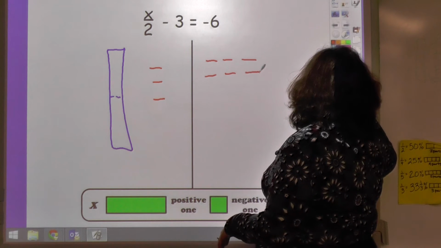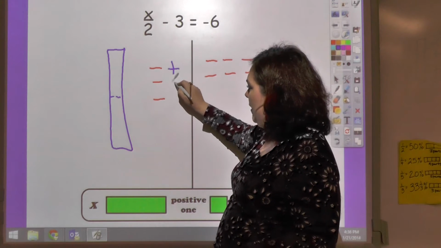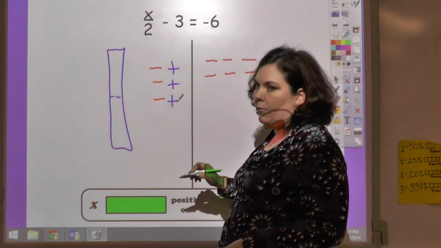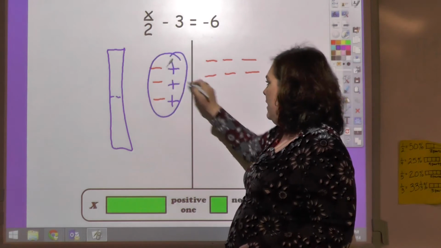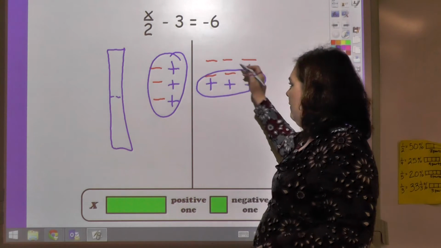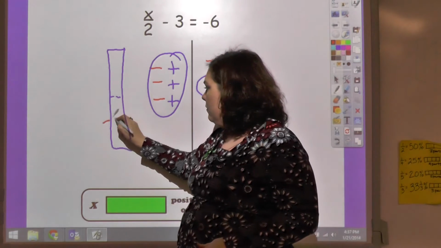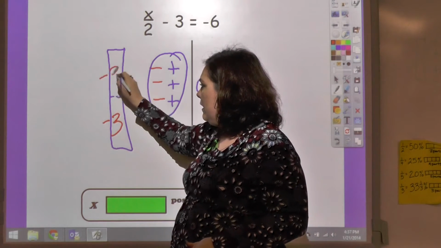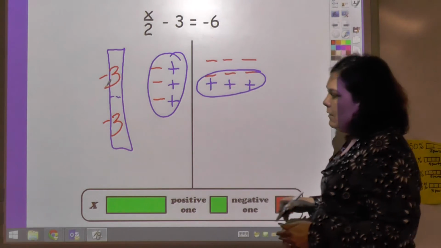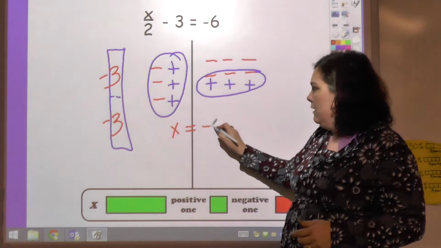Okay, so now I'm going to zero pair these out by adding 3 positives, and so that goes away. Adding 3 positives, so that goes away. So I'm left with -3. So that means that -3 goes here and -3 goes here. So -3 plus -3 is -6. So my x equals -6.